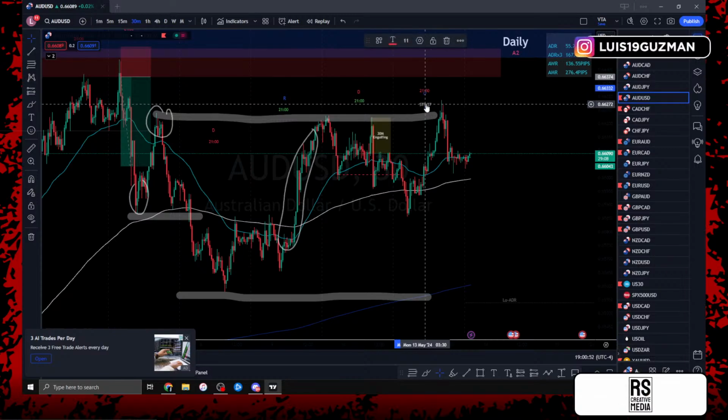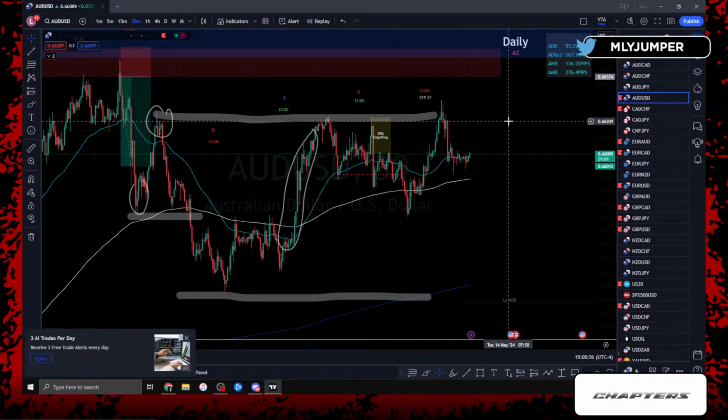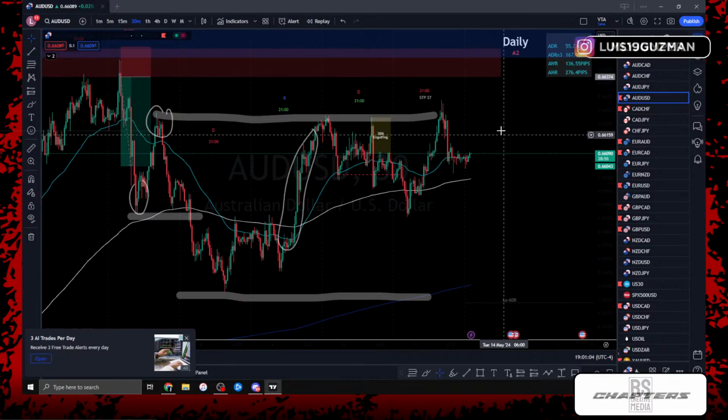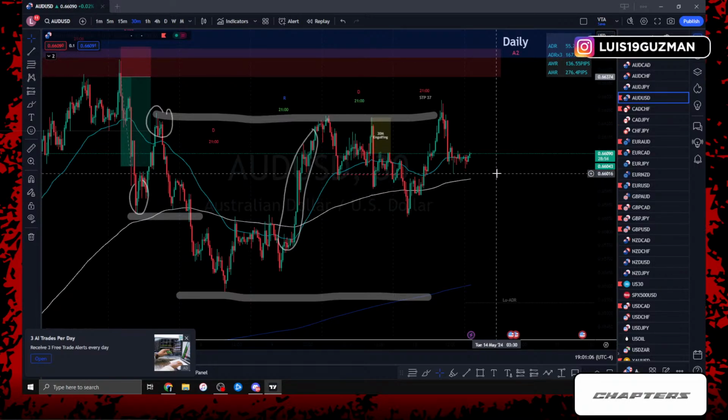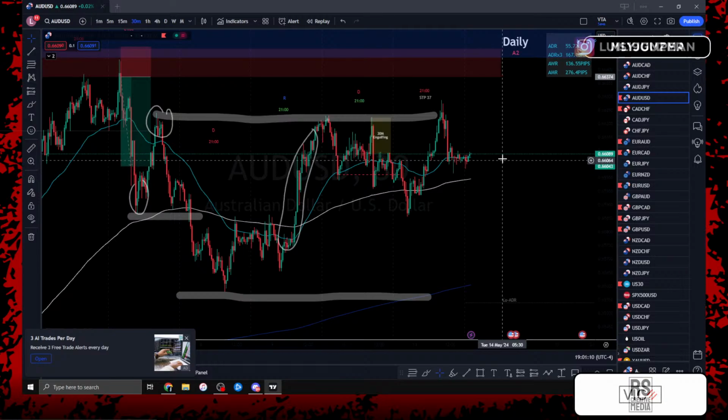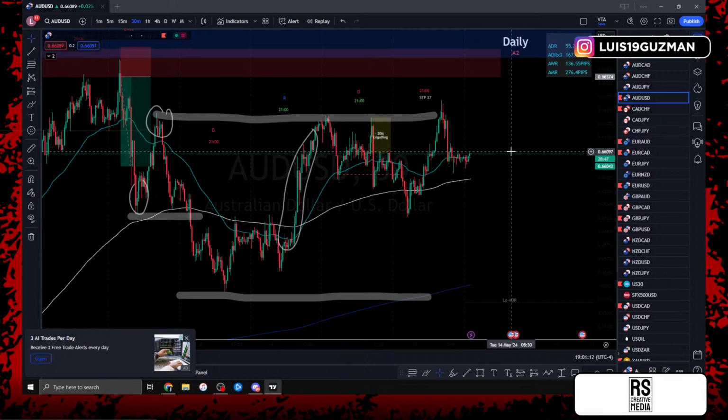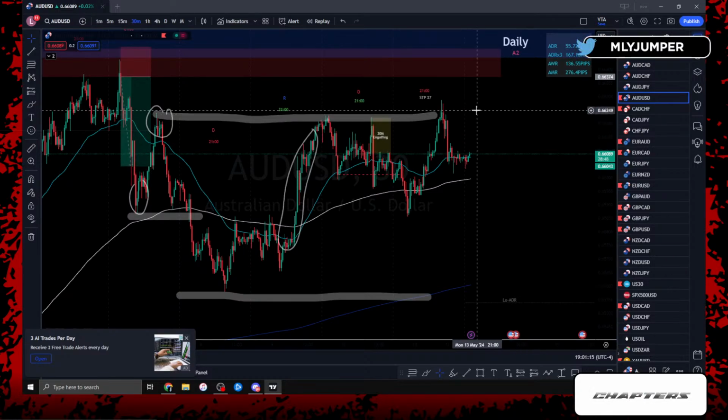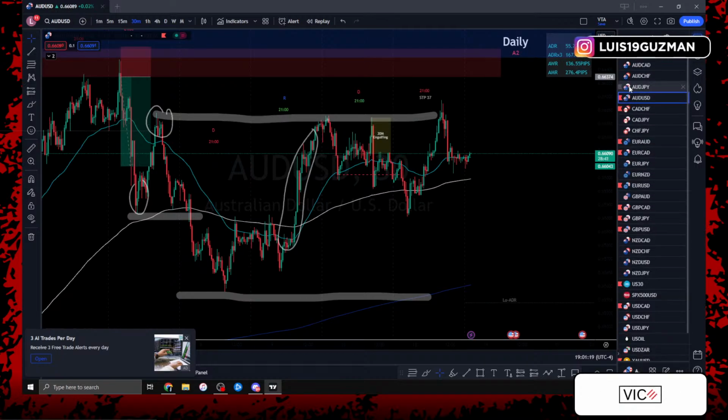So what we're gonna do today is update our charts, look at the daily time frame, look at the 4-hour, and look if we need to update anything in the weekly time frame. Update our 30 minutes, see if we need to update any 30-minute zones, and then just call out which pairs are the best ones to look at for tomorrow when we want to start trading. So we're gonna focus on AU. Well, first of all, we're gonna focus on 13 pairs, the ones with the red flag.